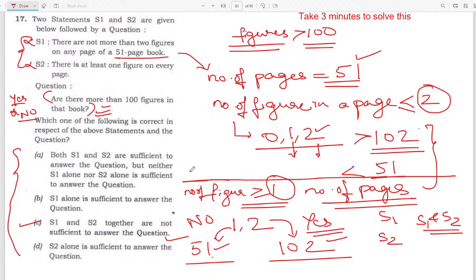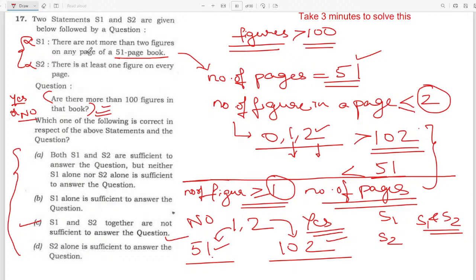Statement 1, explain. Okay. See, what statement 1 is saying is there are not more than 2 figures. So in one page, the maximum number of figures is only 2. So the minimum can be 0, 1 or 2. So the number of figures in a page can be 0, 1 or 2. We know for sure, according to statement 1, that the figures in a page are not more than 2. It can be equal to 2, it can be 1, it can be 0.